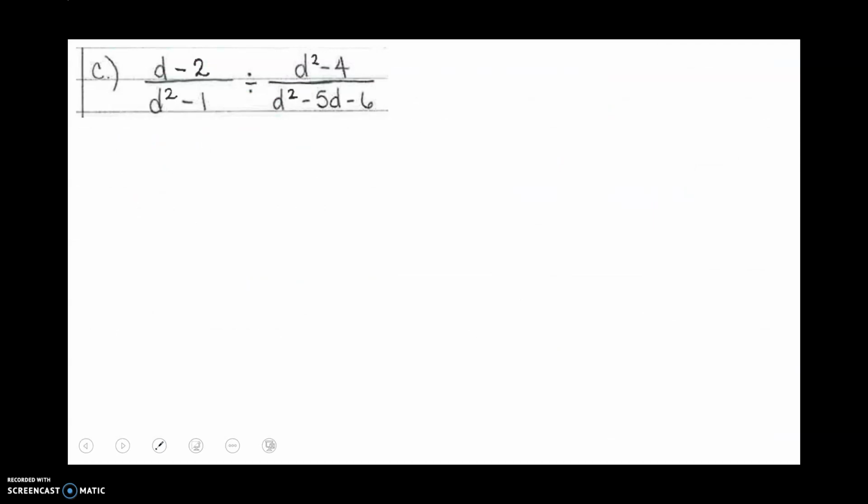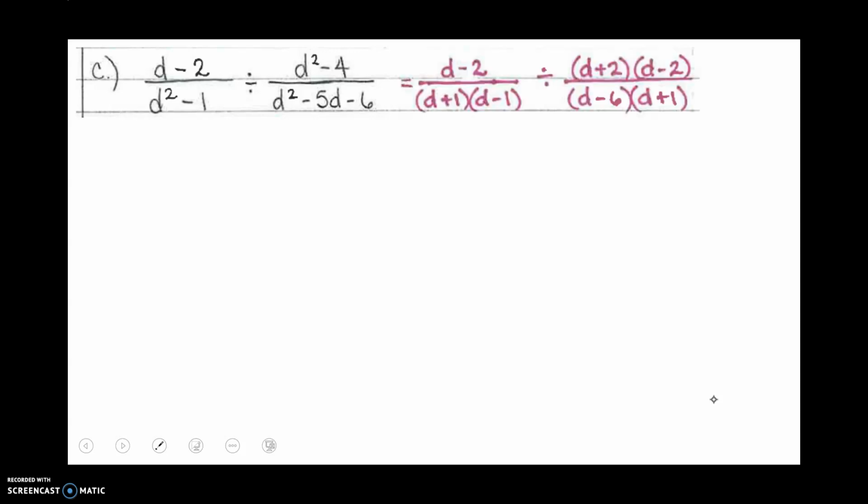All right, then for C, they ask us to divide. Now remember that division is the same thing as multiplying by the reciprocal. So when we're dividing, we're going to stay, change, flip. All right. So to begin with, I'm going to go through and factor everything. So d squared minus 1 is a difference of squares. That's d plus 1, d minus 1. d squared minus 4 is a difference of squares. That's d plus 2, d minus 2. And then this guy would break down to d minus 6 times d plus 1.